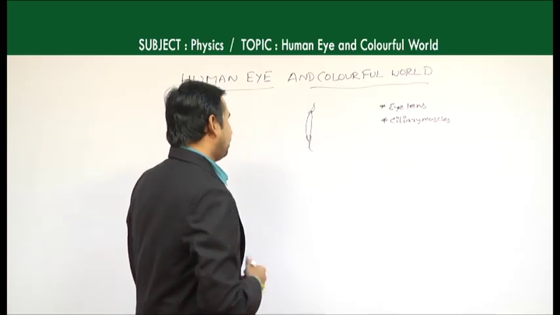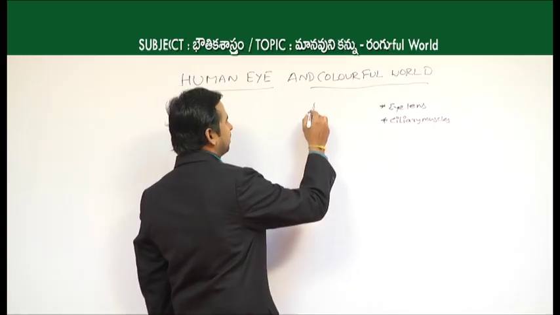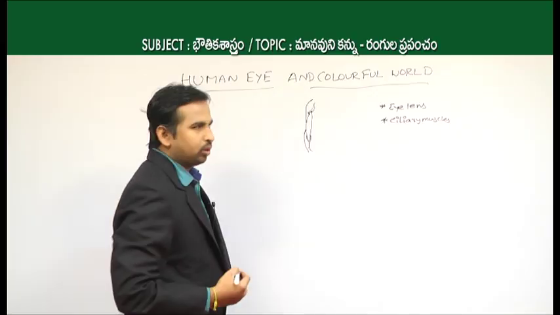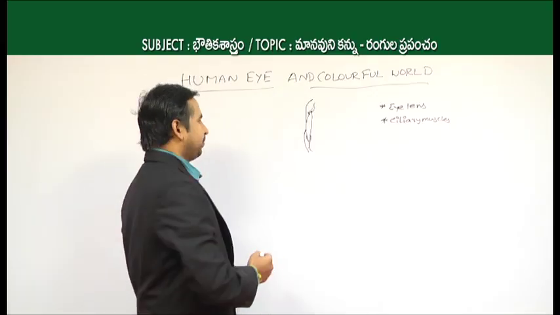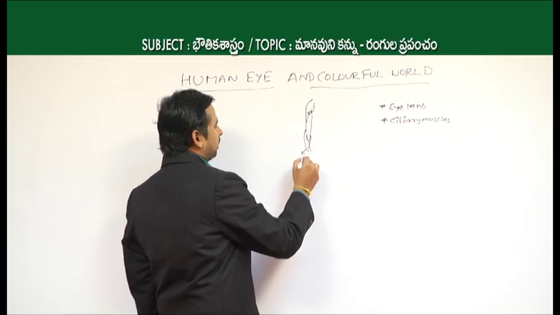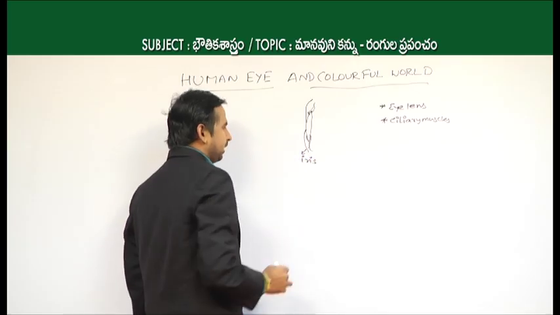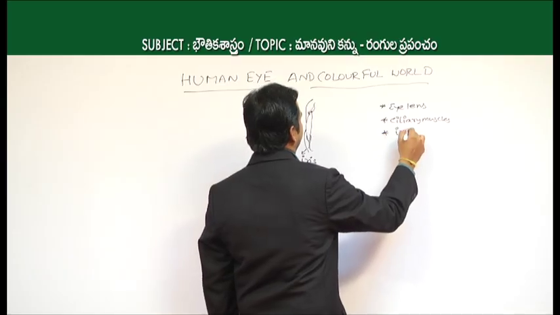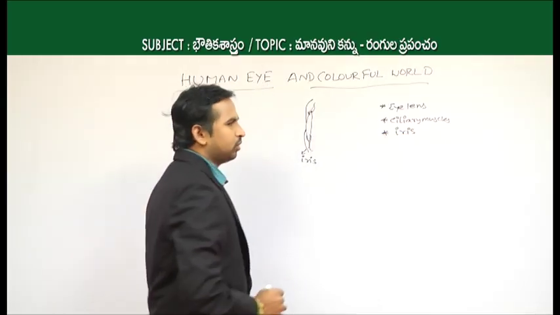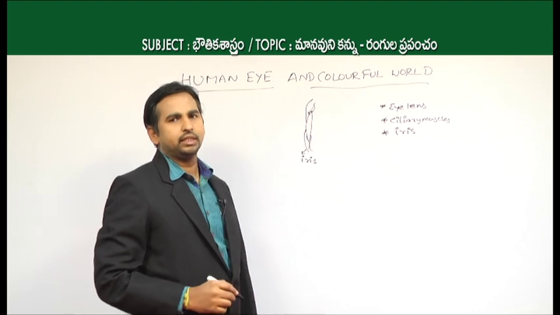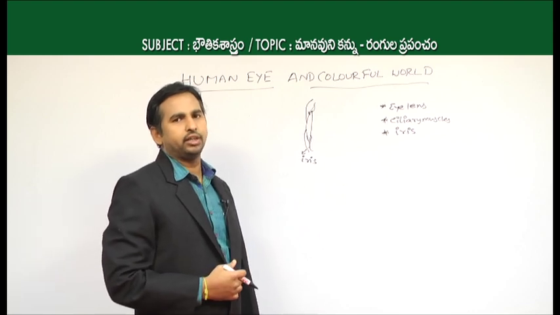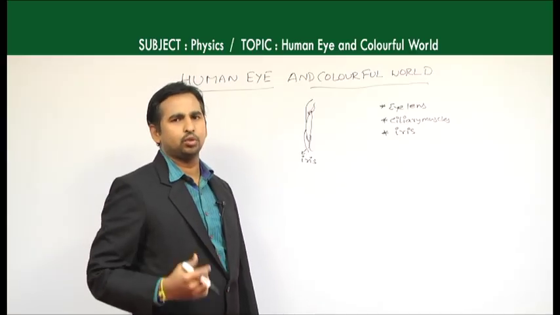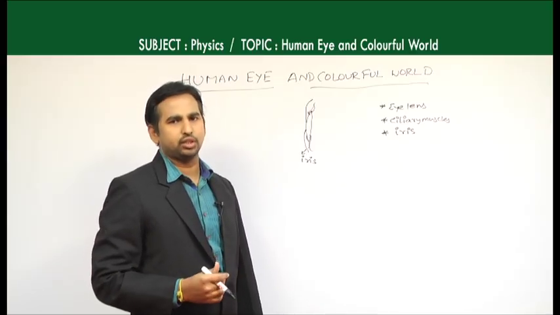Now, before the ciliary muscles, we have one important window-like part called the iris, I-R-I-S. The iris allows the amount of intensity of light entering into the eye lens. It tries to adjust the amount of light rays coming inside.